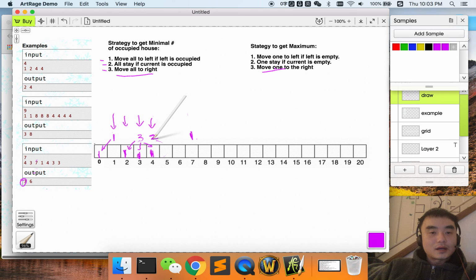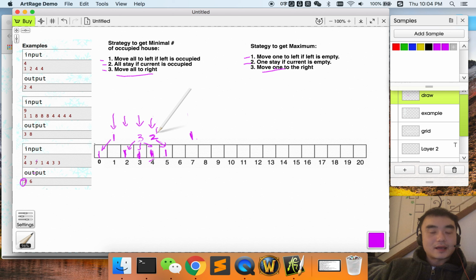So we move to the fourth house and the two people in the fourth house. So we first move one to the left if left is empty. Its left is not empty, so we skip this strategy, right? And one stay if current is empty. So current is already occupied, so we skip this one as well. So move one to the right. Great. We move one to its right here, right? And there's still one left.